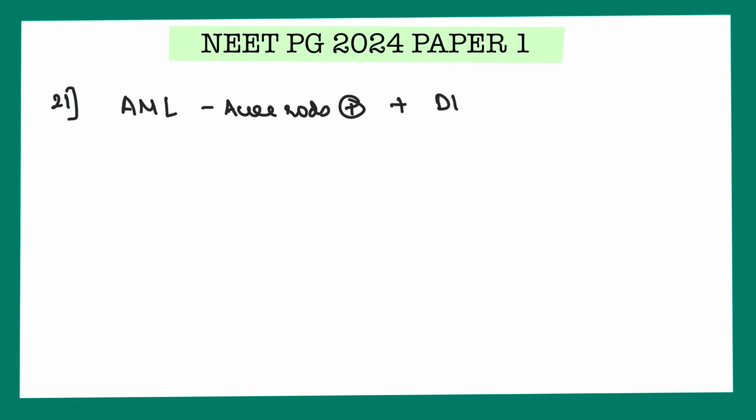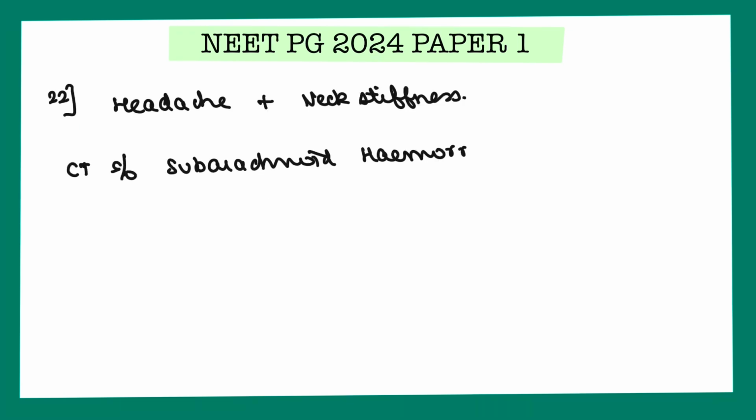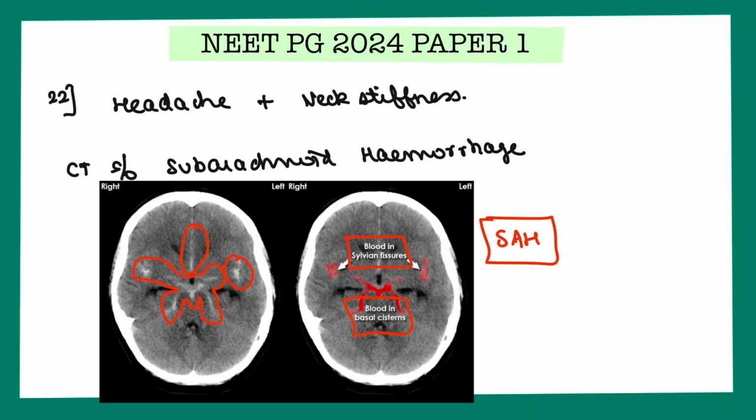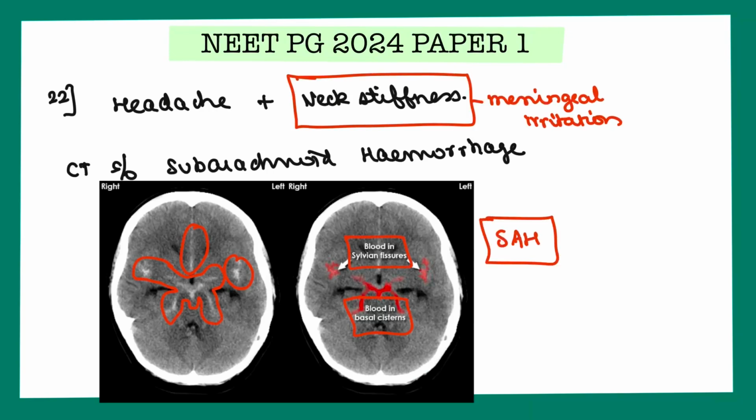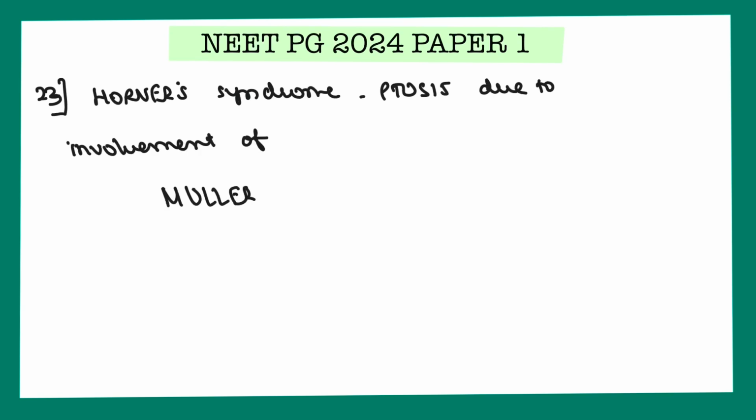Next, headache with neck stiffness patient. CT was suggestive of blood in the sylvian fissures as well as in the basal cisterns. It's nothing but subarachnoid hemorrhage. Next, Horner syndrome, ptosis due to involvement of what muscle? Muller's muscle, because it has sympathetic innervation. Horner syndrome is a disorder of sympathetic activation.